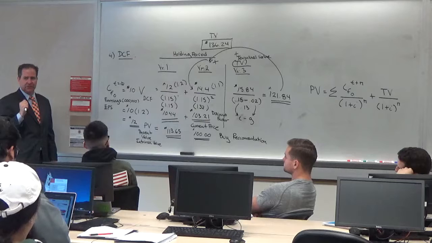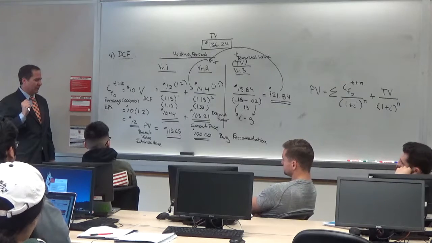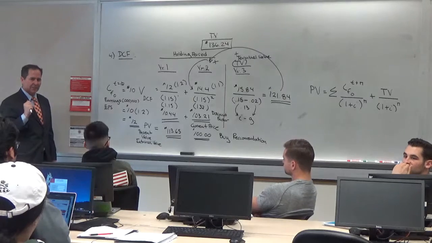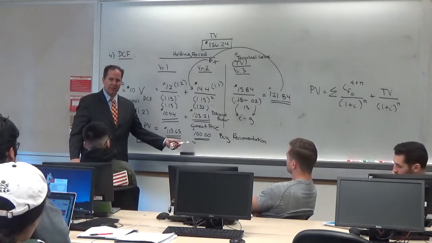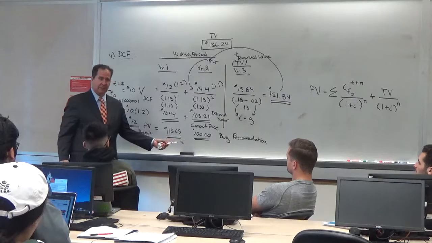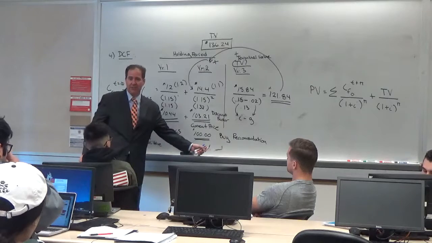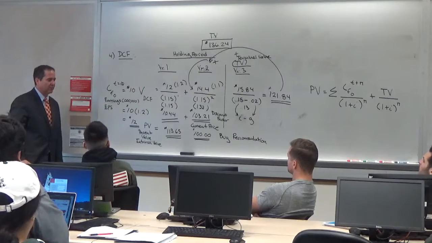Everybody follow so far? Got it. So if we're coming up with a value of $113.65 and the current price of the company is $100 per share, should we buy it? Yeah, we should buy it. So our recommendation would be to buy the stock because our intrinsic value is higher than the current stock price.